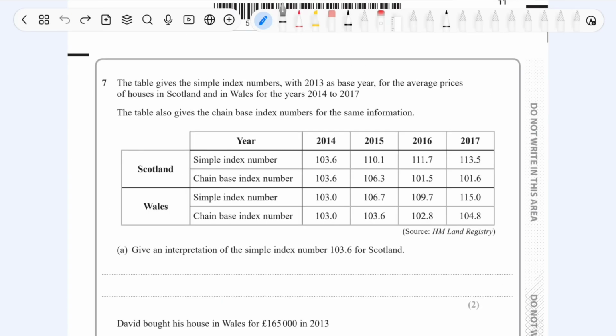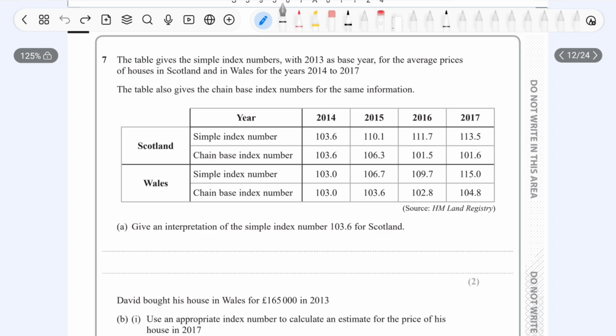Question 7. You should hopefully get by now that as you go through the paper, you'll see topics that you're not familiar with, and please go and revise those. And obviously, with the ones that you're confident on, just make sure to do some more questions.